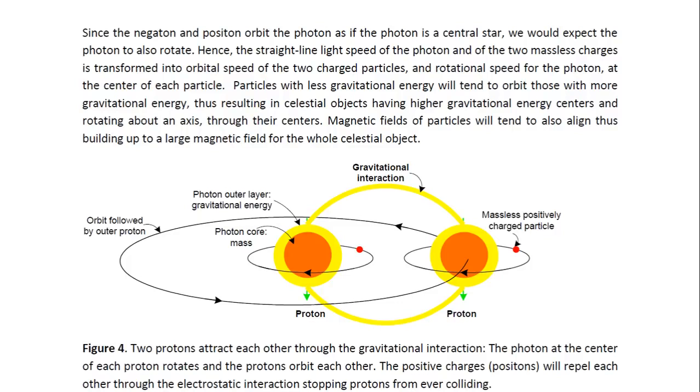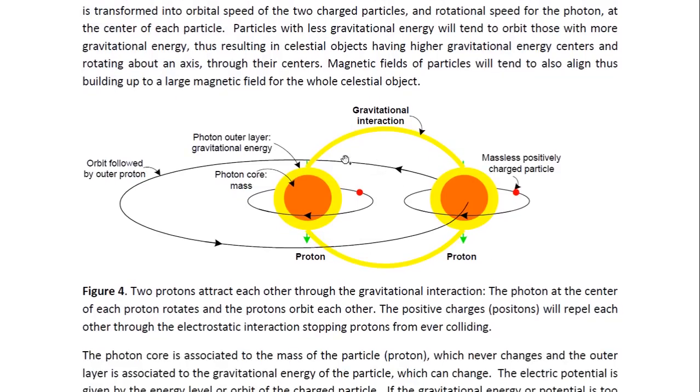Particles with less gravitational energy will tend to orbit those with more gravitational energy, thus resulting in celestial objects having higher gravitational energy centers and rotating about an axis through their centers. Magnetic fields of particles will tend to also align, thus building up to a large magnetic field for the whole celestial object. And here you have illustrated how two protons would combine and one would orbit the other.